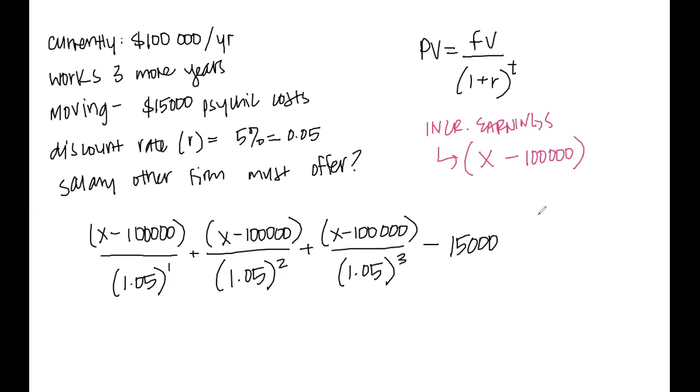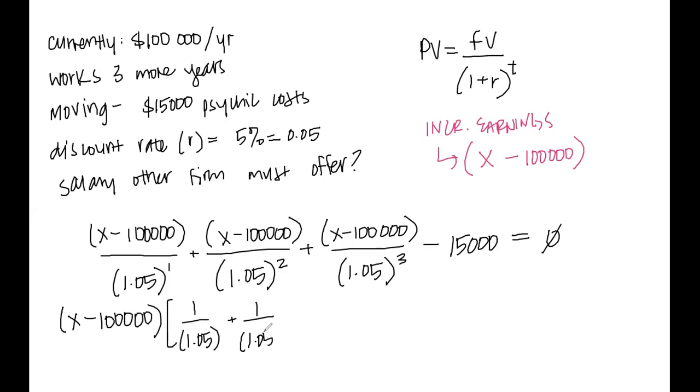And then again, this would have to be greater than 0 for it to be worthwhile, but for solving purposes, we can just set it equal to 0. So as I did in the last problem, I'm going to factor out this X minus 100,000, so we get 1 over 1.05, the same thing squared, 1.1 over 1.05 cubed, minus 15,000 equals 0.